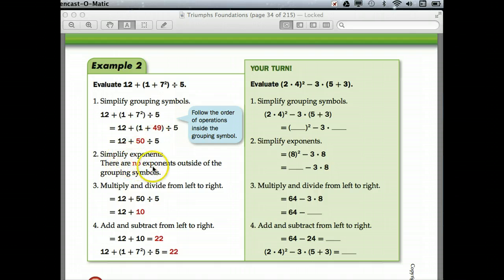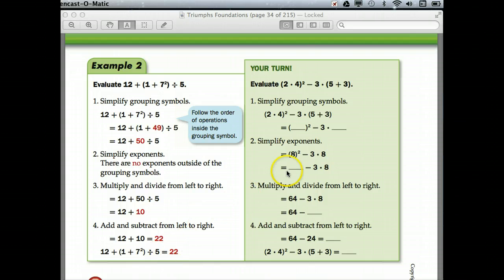So there are no exponents outside the grouping symbols. Now we're going to multiply and divide. Well, we only have one division here. 50 divided by 5 is 10. Now we take care of addition and subtraction. 12 plus 10 is 22. So the answer to this one is 22.